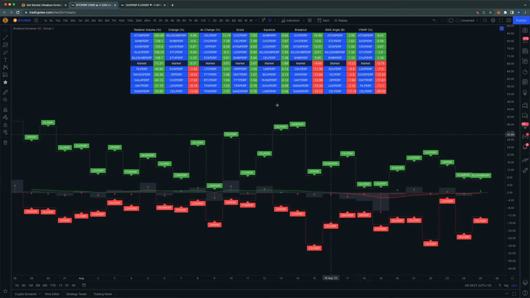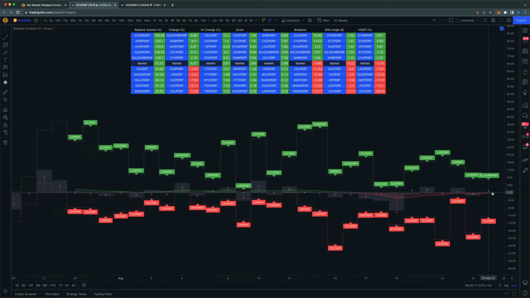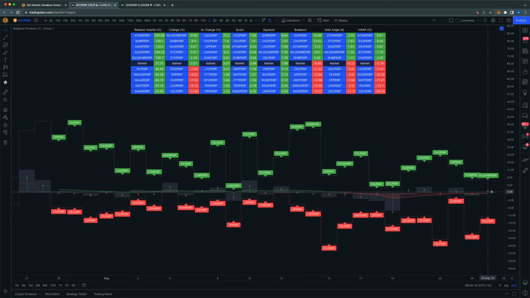So currently, Kilo SHIB is the best performer in terms of positive performance, up 6.98%, and CEL is the worst performer of the day, down 12.8%. Okay, the market here, the grey column, as you can see, it's barely moved. The market is currently up 0.37%, and Bitcoin, we can see there, has barely moved as well. And I can jump in and show you the Bitcoin data, which I'll do shortly. But as we can see, it's slightly outperformed the market, but it hasn't come close to the best and worst performer.